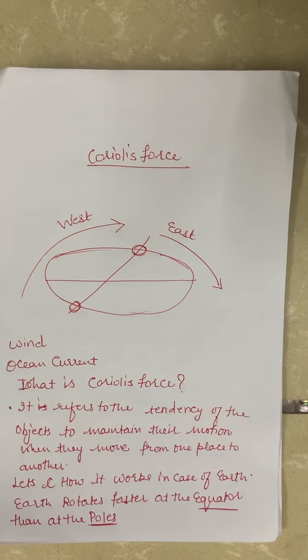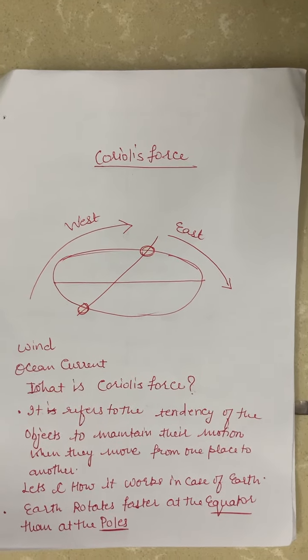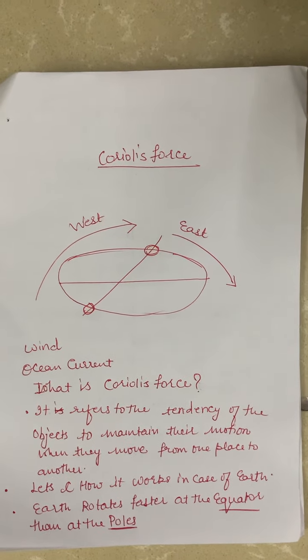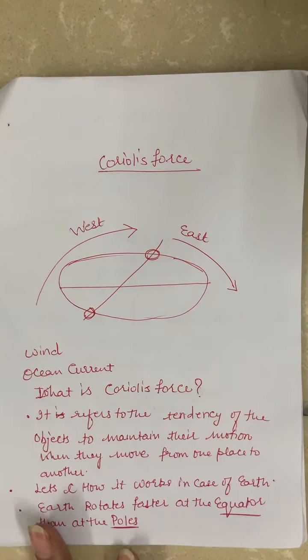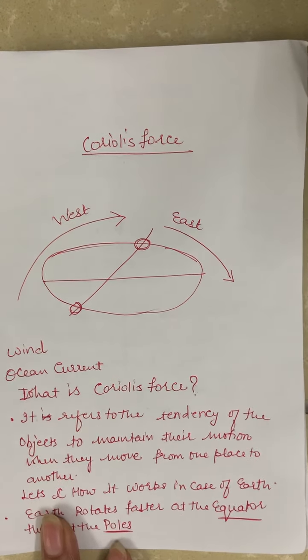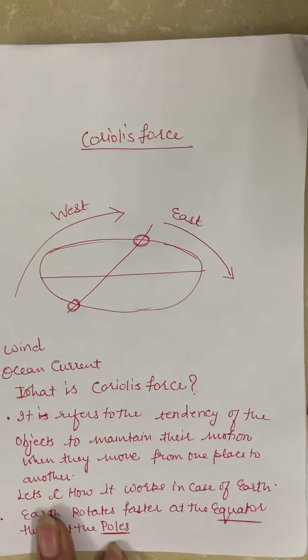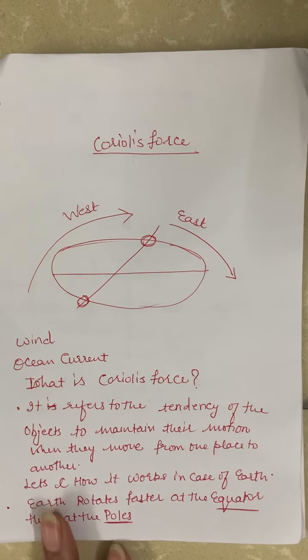Hi everyone. Many of you had requested me to explain the concept of Coriolis force related with the climate chapter. Now let's take up this concept. First question is, what is Coriolis force? It refers to the tendency of objects to maintain their motion when they move from one place to another.